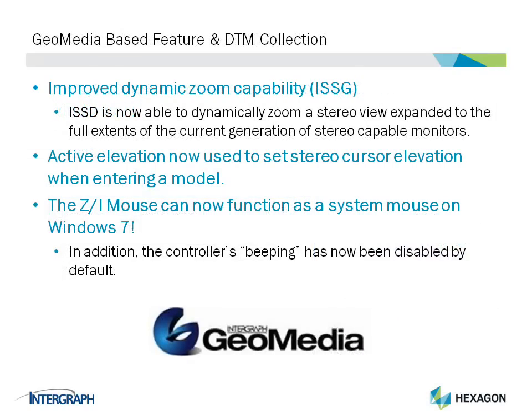The improvements to dynamic zoom, to setting the initial floating mark height to the photo's active elevation, and allowing the ZI mouse to be used as a system mouse, have also been implemented in ImageStation Stereo for GeoMedia.